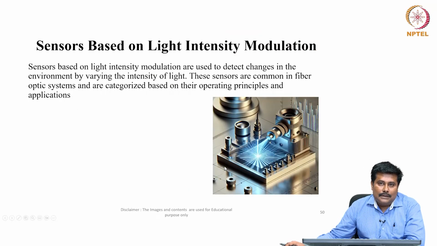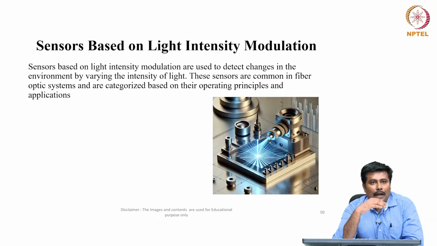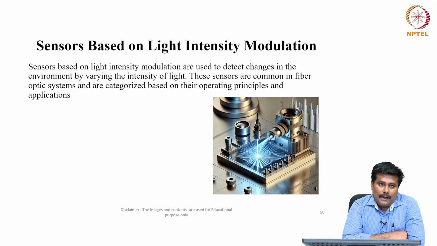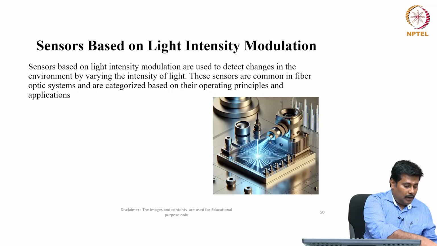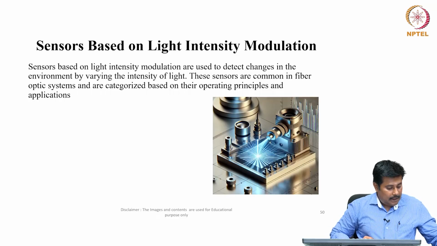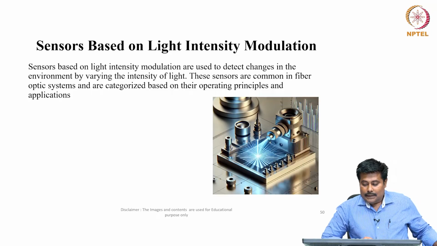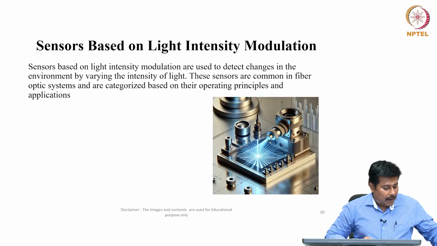Now, let us discuss the next concept, which is developing or analyzing a sensor based on the light intensity model. As far as a light intensity model is concerned, sensors based on light intensity modulation are used to detect the change in the environment by varying the light intensity. These sensors are common in fiber optic systems and are categorized based on their operating principle as well as their applications.